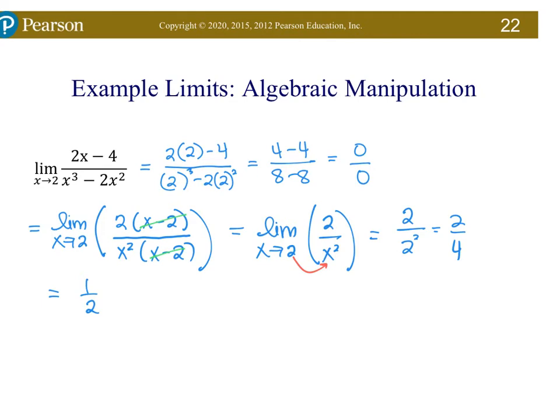So notice, even though I got indeterminate the first time, I didn't stop there. You do the legal algebra and you come up with the actual limit, which is 1/2. So this tells you that this function, when x is approaching 2, the y value is approaching 1/2. It won't necessarily get there, but it will get really, really close to 1/2. It's approaching, not reaching, but approaching.